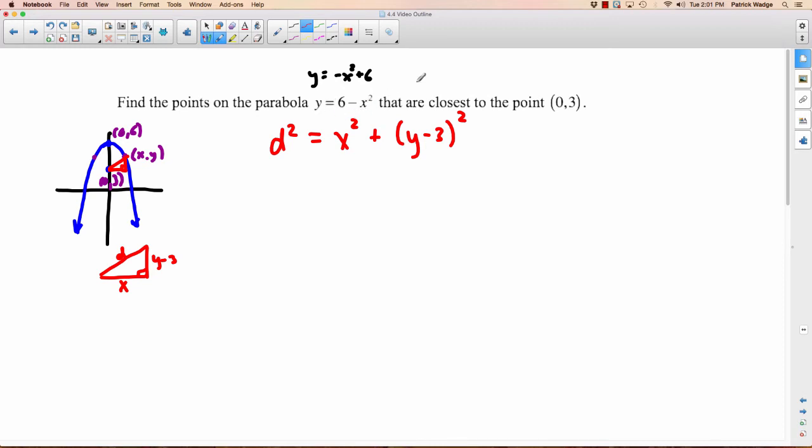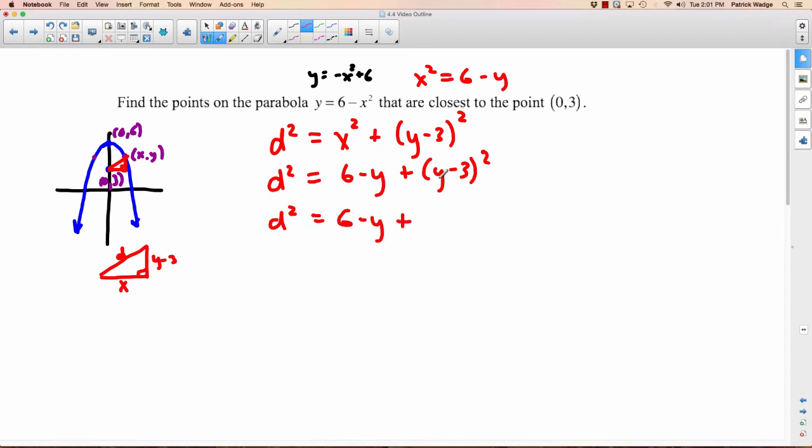If we move the x squared over here, we'd have x squared, the 6 would be here, and the y would come over. So we'd have 6 minus y. So now, instead of writing x squared here, I can write 6 minus y. That's what x squared is equal to. So I have 6 minus y plus y minus 3 squared. So let's expand the binomial. We have d squared equals 6 minus y plus y squared minus 6y, right? This is y minus 3 times another y minus 3. And if you do all the multiplying, you're going to get minus 6y plus 9.